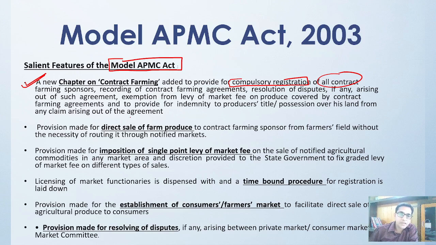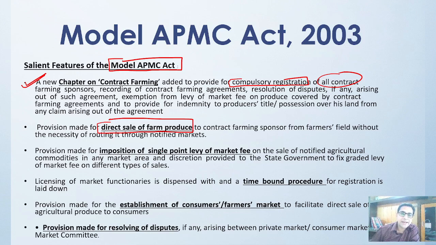Okay, then there is a direct sale of farmer produce to the contract farming sponsor without going through a routine notified market. No, you don't have to go to the notified market. The farmer will come and the sponsor will come, and you can directly sell your product to the sponsor, based on the type of contract you are having.